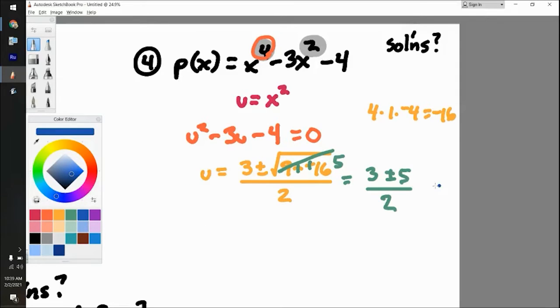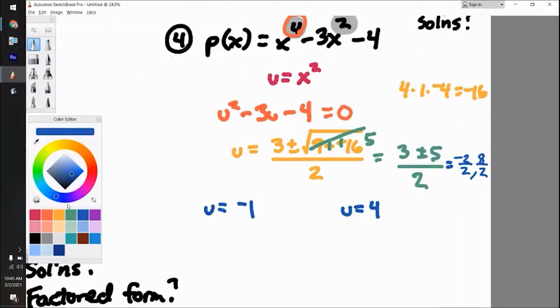Okay. So that's going to be 3 minus 5 over 2, which is going to be negative 2 over 2, and then 3 plus 5 over 2, which is going to be 8 over 2. So that means we have u is equal to negative 1 and u is equal to 4. And if you remember, our u is equal to x squared. So I'm going to put x squared in there for u and solve for x. And you should end up with 4 answers.